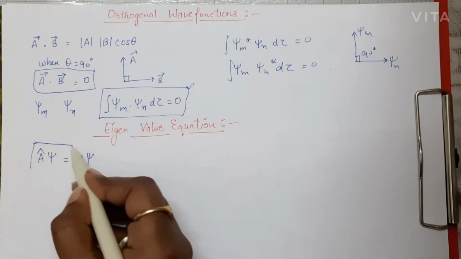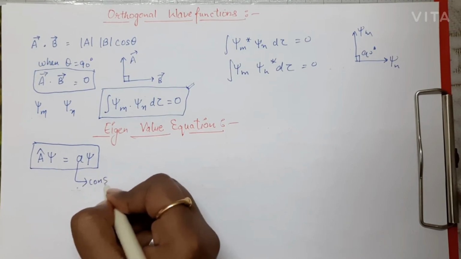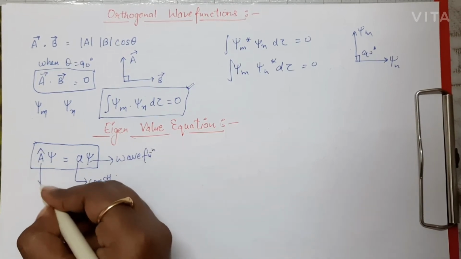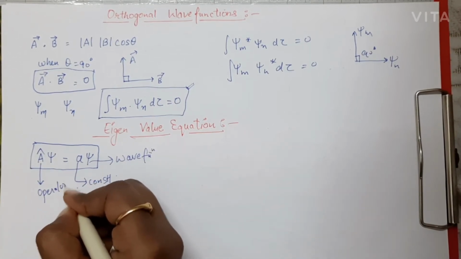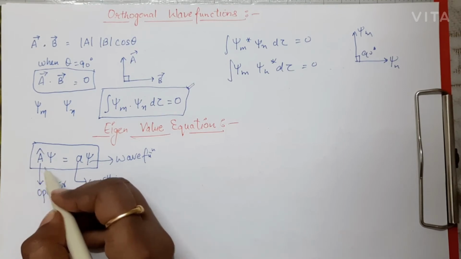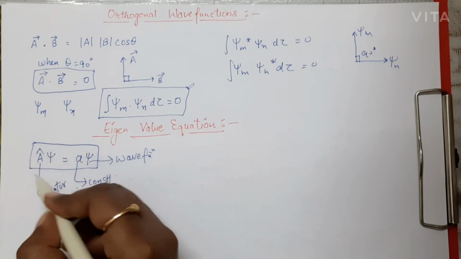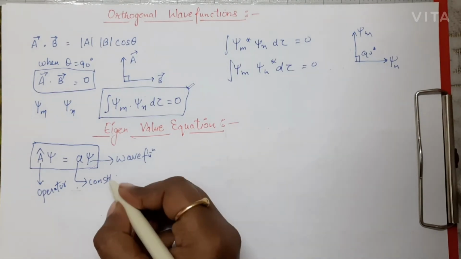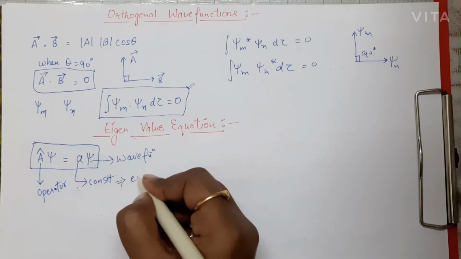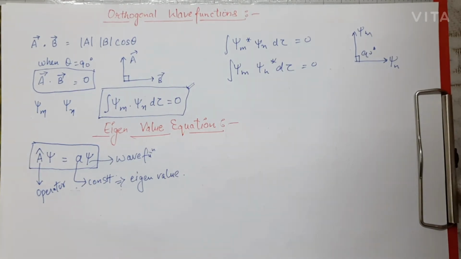So this is said to be an eigenvalue equation. Here small a is your constant, psi is your wave function, and this is your operator. So you have a wave function, you apply some operator on it and you solve. After solving, you get your wave function back along with some constant value. So this is said to be an eigenvalue equation, and this constant which you get along with your wave function after solving is known as the eigenvalue, okay? This constant will represent the eigenvalue.